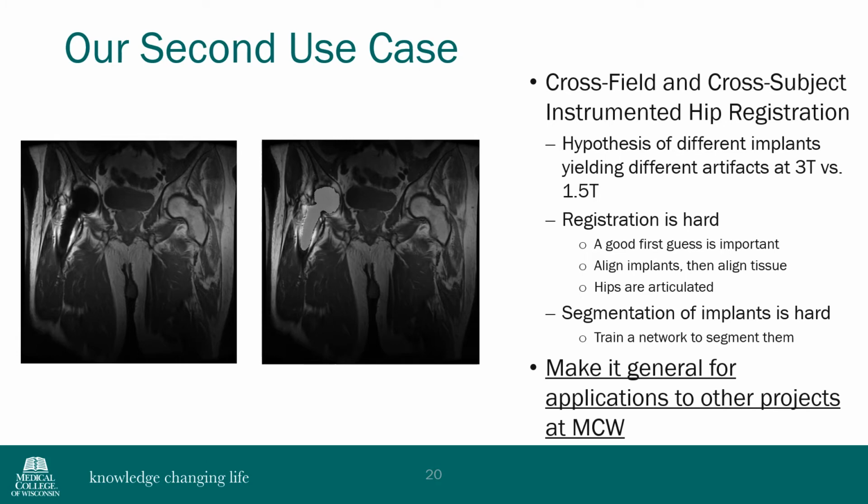Now, because we thought that we needed to first align those implants, we needed to segment the implants out. And that segmentation is non-trivial. We first tried a lot of standard machine vision stuff with the Insight Toolkit, and found that it really is a non-trivial process. So we then stepped up to training a neural network to do the segmentation.